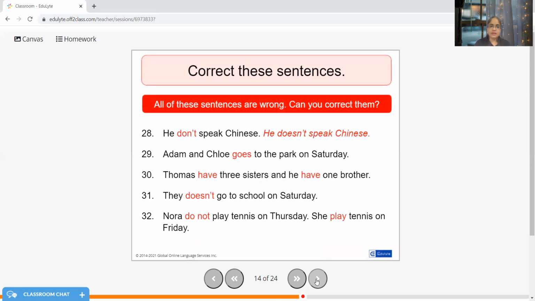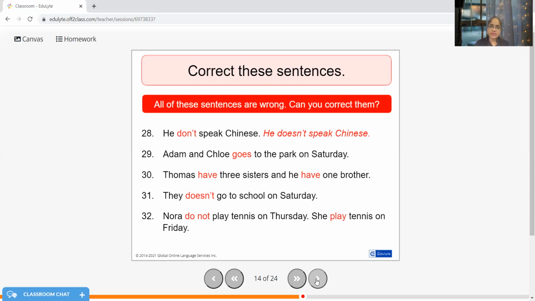Now let's correct the sentences if any of these are wrong. He does not speak Chinese. Adam and Chloe go to the park. Thomas has 3 sisters and he has 1 brother. They do not go to school.